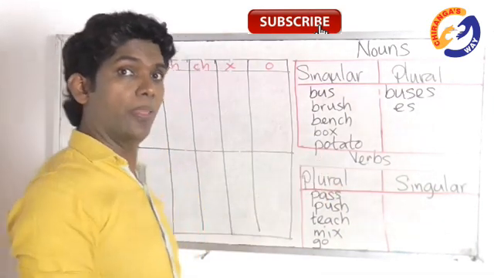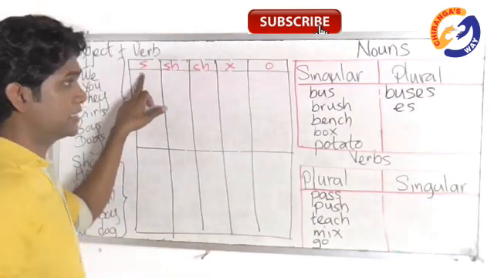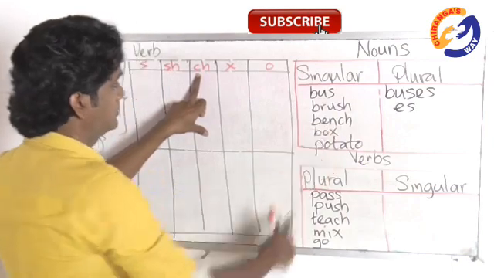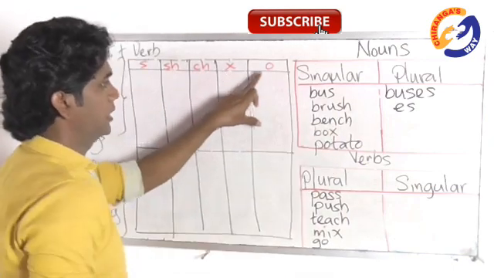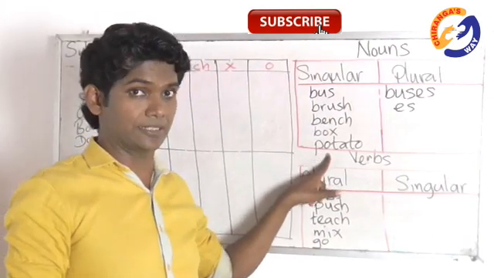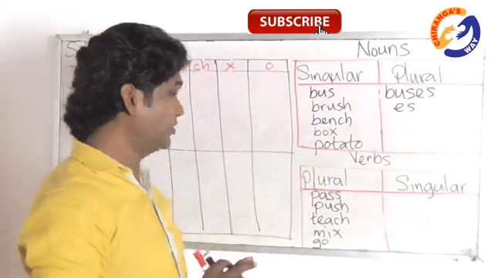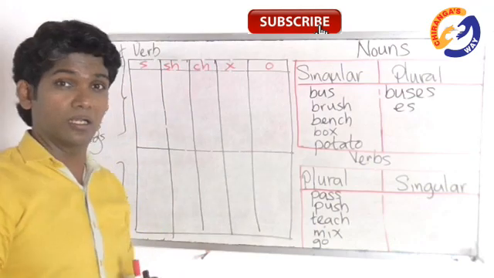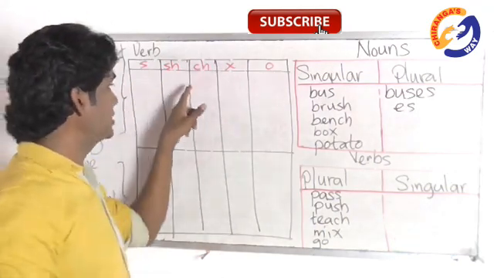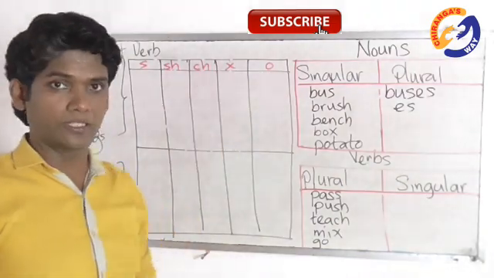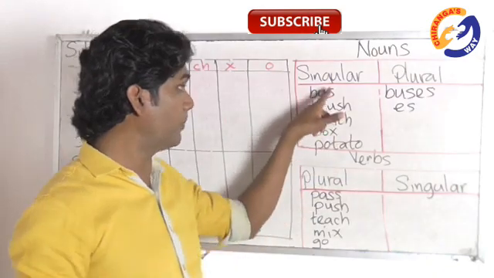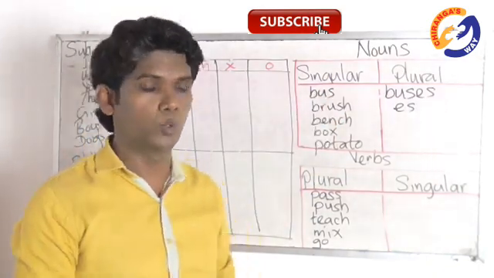So what are the ending letters? S, sh, ch, x, o. There are some exceptions in the last one, o. Let's discuss it later. But for now, just remember the five situations where we have to add es: s, sh, ch, x, o. The noun is always in the singular form. We are adding es to make these examples plural.